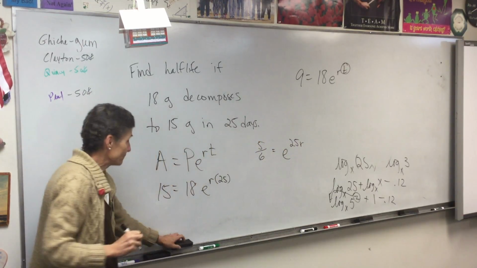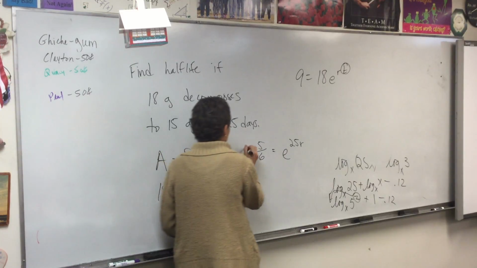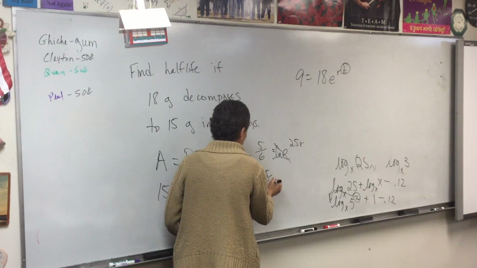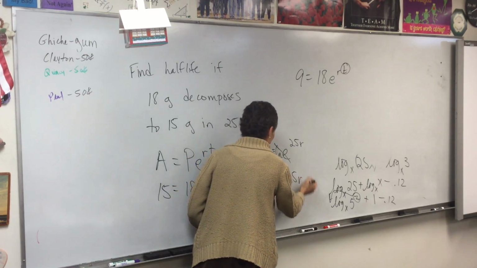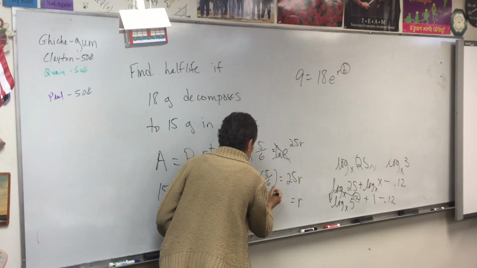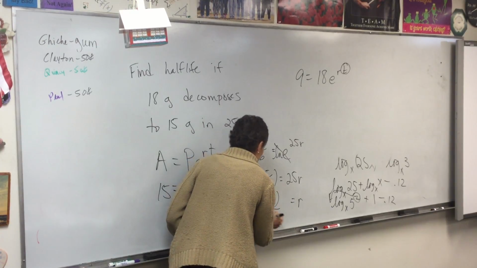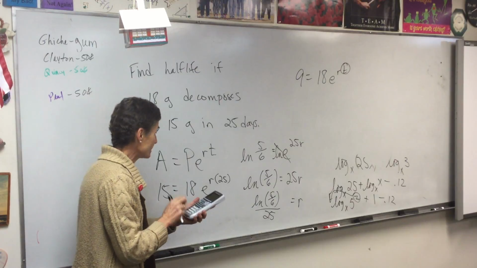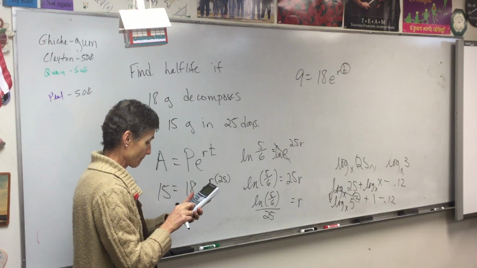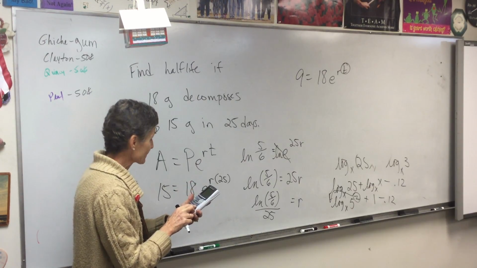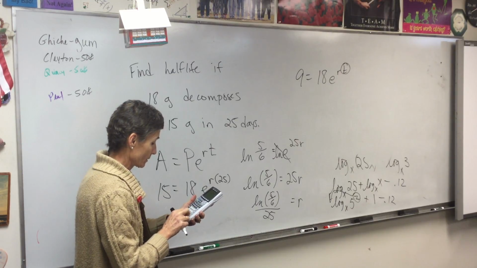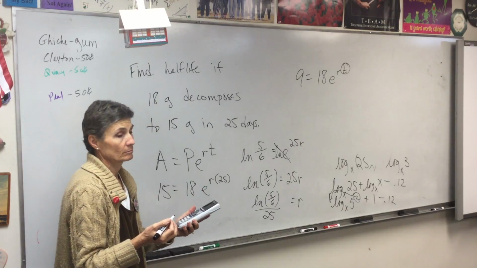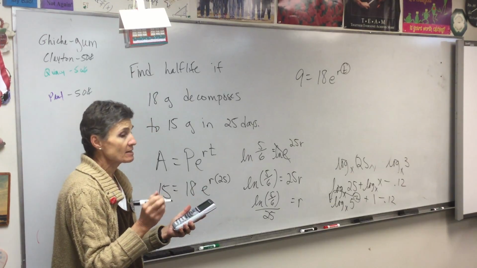And then what? ln both sides. And of course, when I ln, I'm going to have just 25r on this side. So ln 5/6 over 25 will be my growth constant or decay constant. So I got negative 0.007. But that isn't the answer, remember.